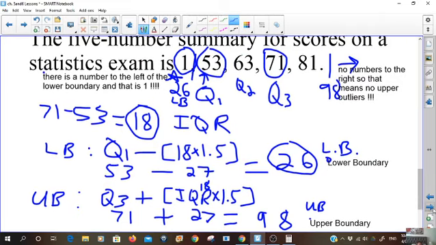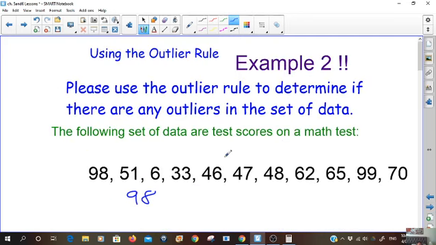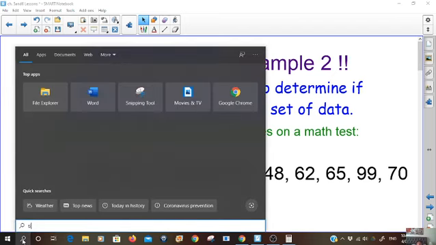So you're going to do that on your homework, which we'll go to next. Finding the outliers. Awesome. Okay, example 2. Please use the outlier rule to determine if there are any outliers in the data set. Awesome. Okay, so I'm also going to show you real quick a cheater method for how to do this. The cheater method is using the calculator.